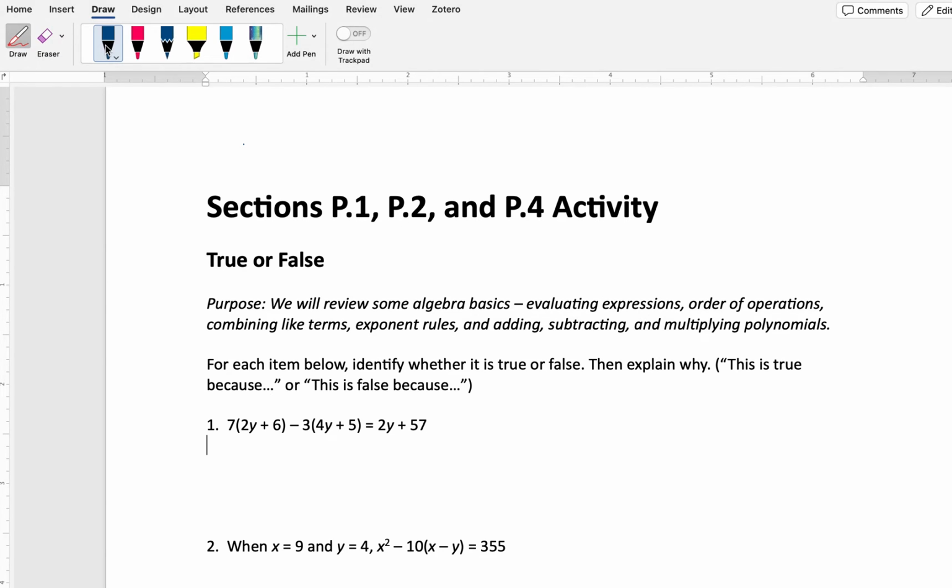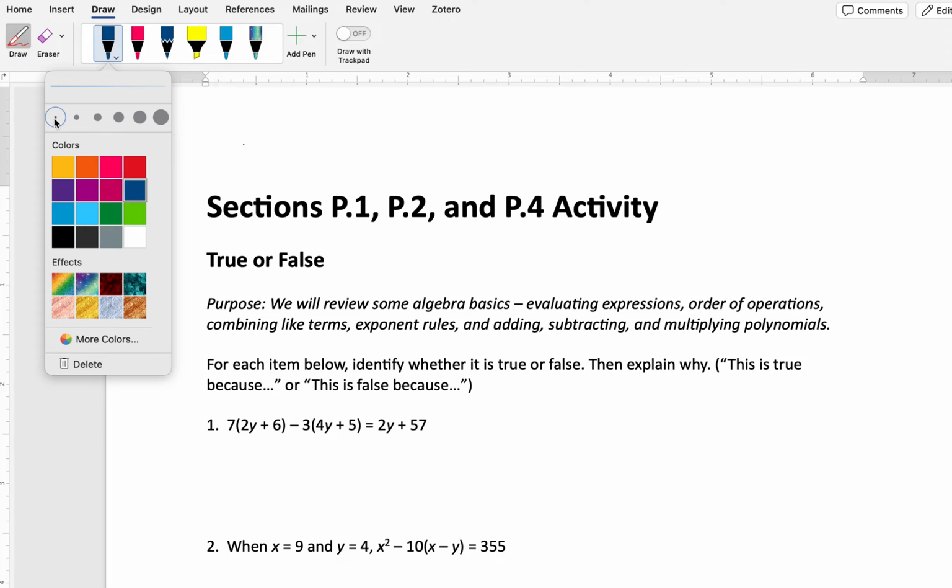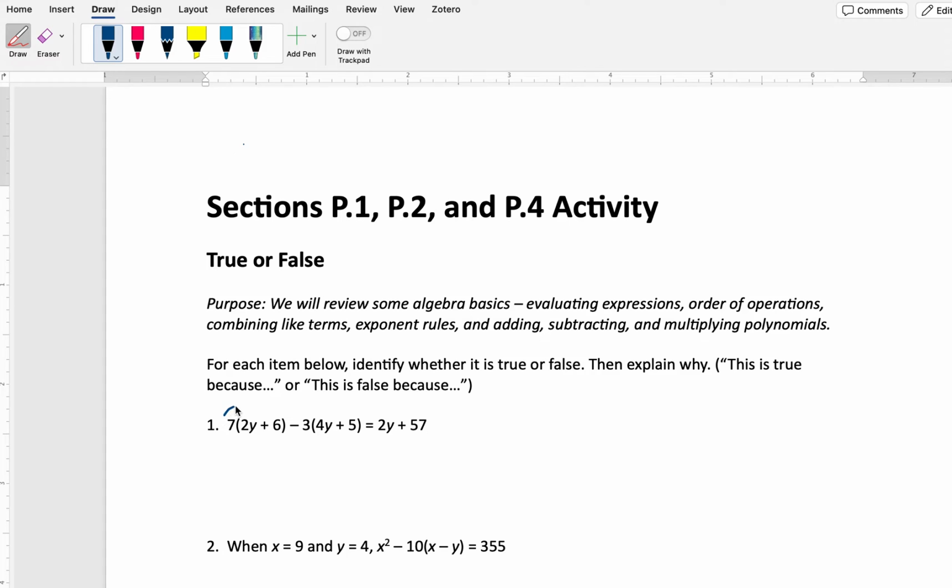So let's start with the first one here. We have 7 times (2y plus 6) minus 3 times (4y plus 5) equals 2y plus 57. So we want to know if what is on the left is equal to what is on the right. We're going to do this by distributing first so that we get rid of these parentheses and we can combine things. So we're going to distribute the 7 into 2y plus 6, and we're going to distribute minus 3 into 4y plus 5.